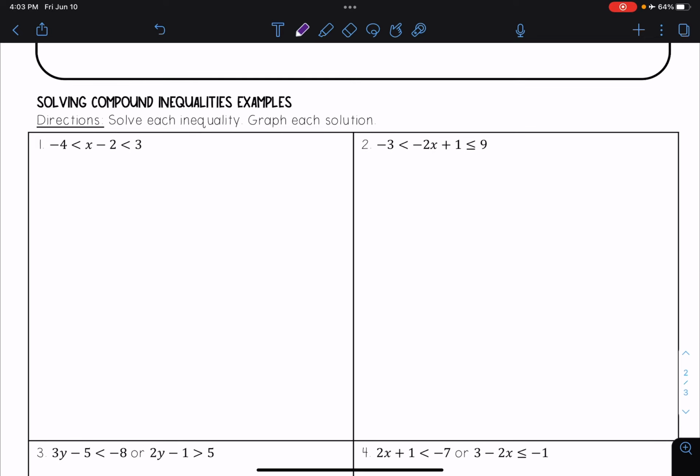So I'm going to solve each of these. I'm going to graph the solution. So I'm going to first separate this into two different inequalities. So that means I'm going to have first negative 4 is less than x minus 2. And my other one is going to be x minus 2 is less than 3.